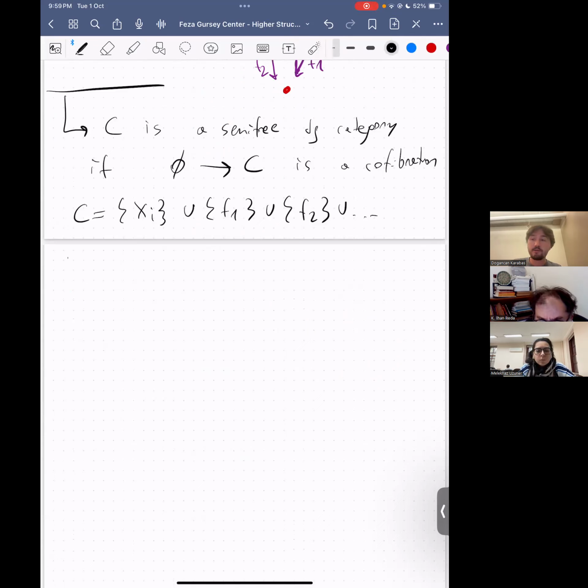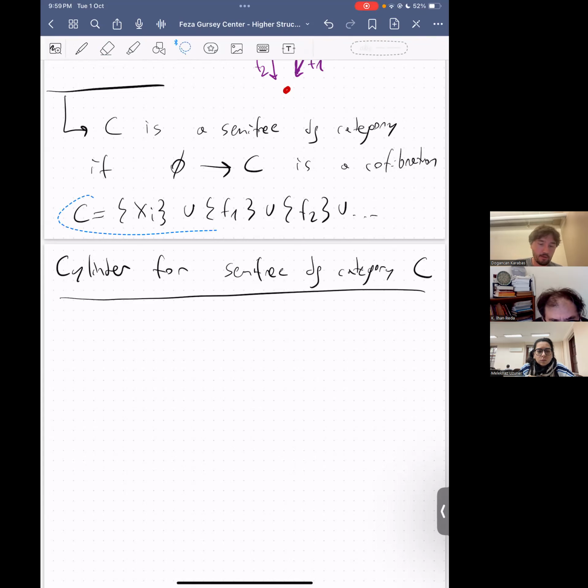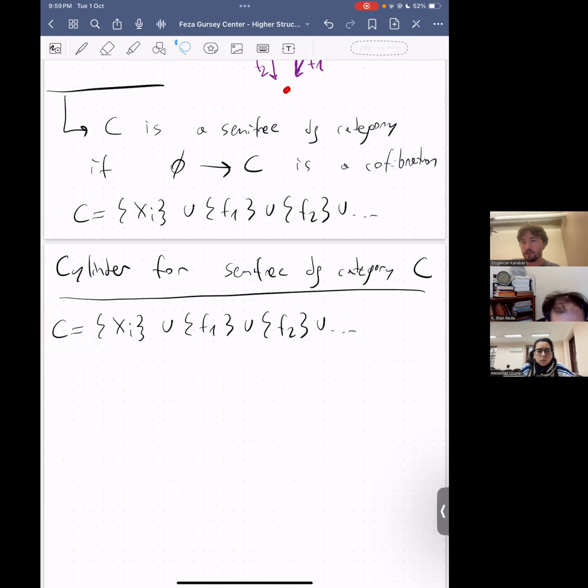And then our cylinder for C. So again, C is this, right? C must be of this form: some objects and some morphisms added in succession. And we call the Fi generating morphisms.